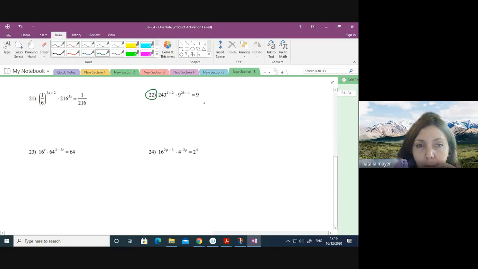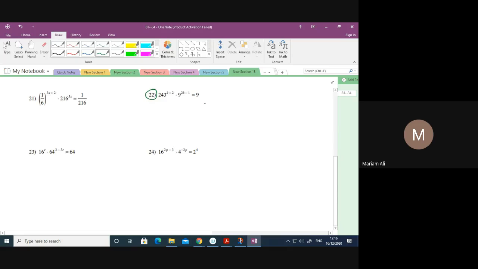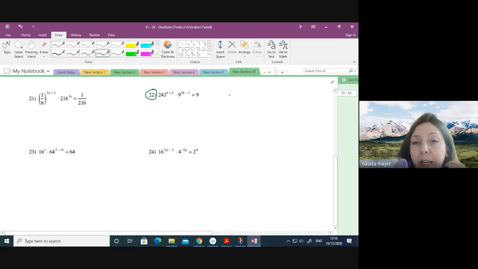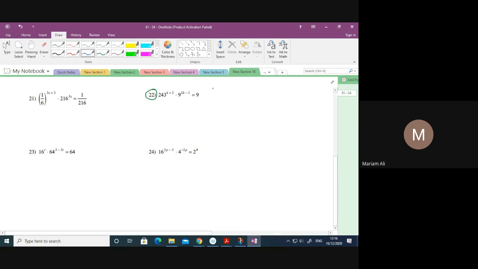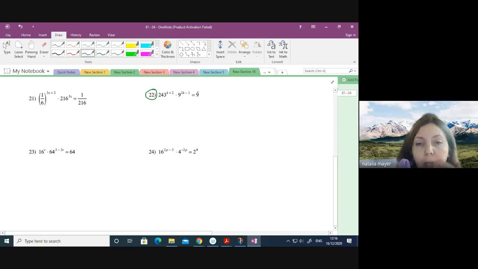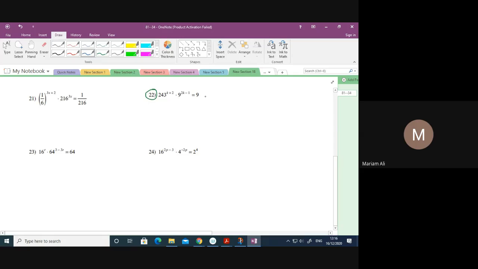Is it 3? It's 3, absolutely. Why, Miriam? Why is it 3, not 9? Because I tried doing 243. I tried squaring 3 and trying different exponents. And 3 to the power of 5 is 243.